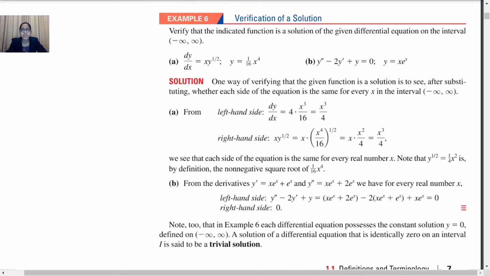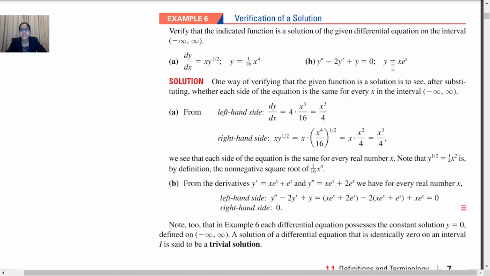Similarly, let's see the b part. We are given y is equal to x into e raised to x, and the differential equation is y double dash minus 2y dash plus y equal to 0. We have to substitute and see whether this sum comes out to be 0.